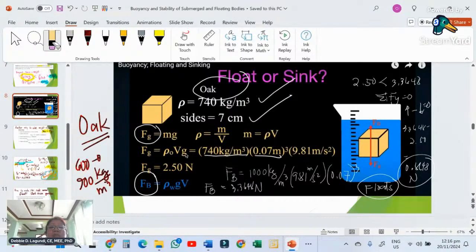Okay, so 0.07 meter cube times 9.81 meter per second square.